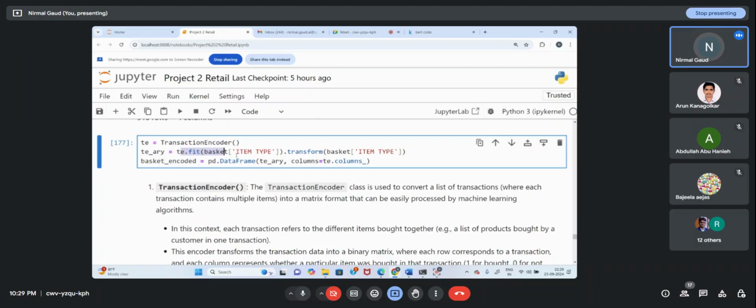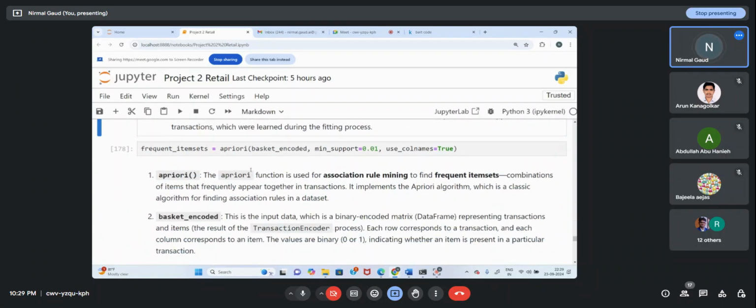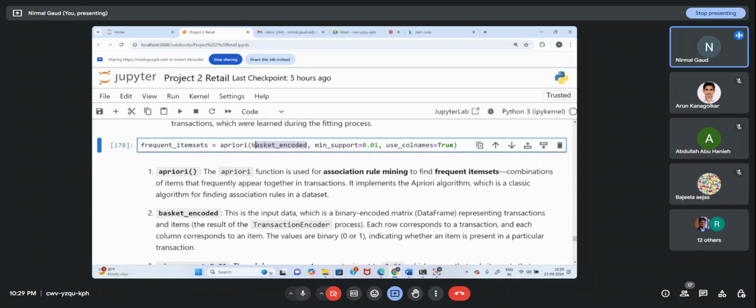Then I performed encoding of the data and created a data frame of it. The transaction encoder will create a data frame. It will convert your text to numerics, in a binary representation. Then whatever the encodings are, you give them to the apriori algorithm to make frequent item sets. Here you can put the values from your side. Minimum support should be 0.1, because what is support? Support is the frequency of x comma y divided by the total. You can choose a value from your side, whatever the minimum support is.